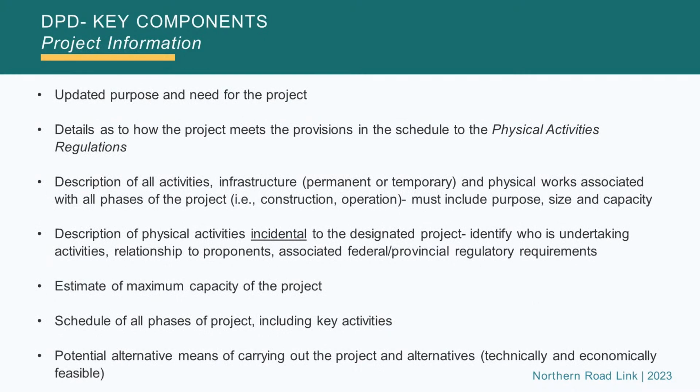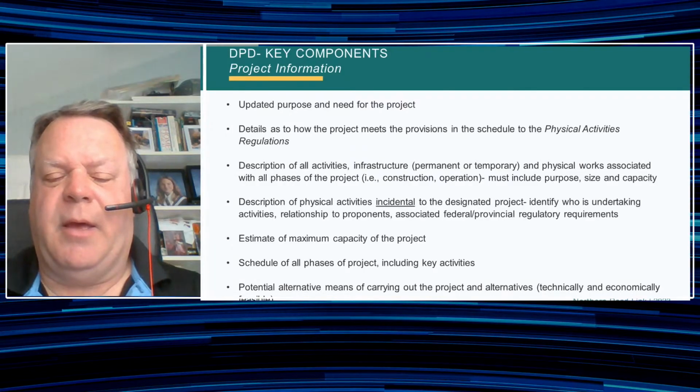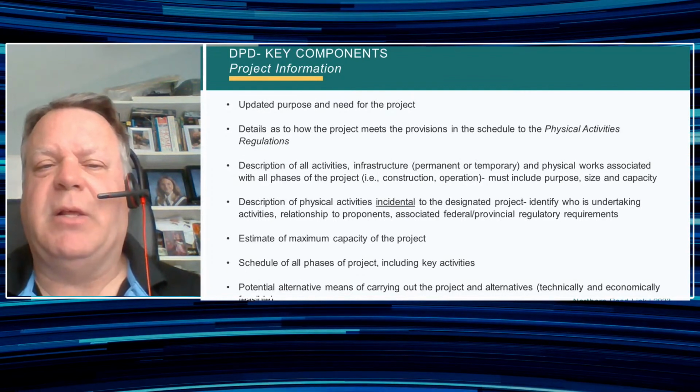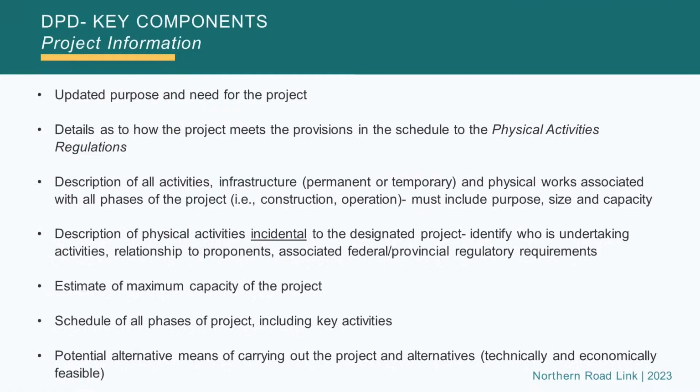So in terms of project information, the kind of information that would be included in a detailed project description would be updated purpose and need for the project, the details of how the project meets the provisions and the schedule for the physical activities, regulations, descriptions of all activities, temporary or permanent infrastructure and physical works associated with all aspects of the project, not just during its construction, but during its construction and operation as well.